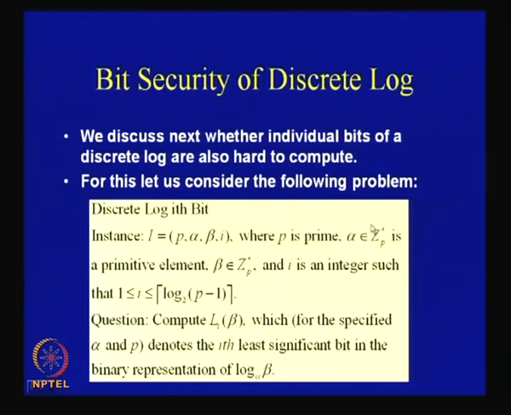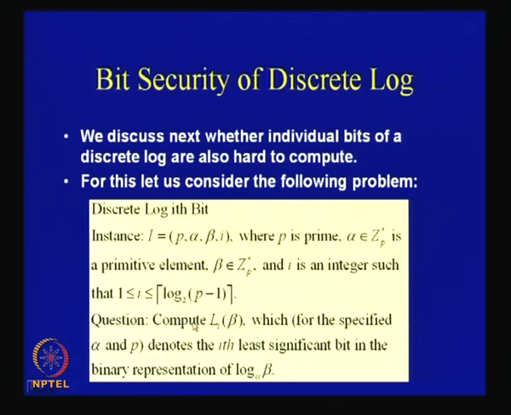We will rather continue with the bit discrete log problem and reflect upon the mathematical problem of the bit security of discrete logs. What we will first discuss is the discrete log ith bit problem. So what is the problem? We are given an instance, like what we have seen previously: a prime number p, alpha, beta and a value of i. Here alpha belongs to Zp star and is a primitive element, beta also belongs to Zp star, and i is an integer which lies between 1 and log base 2 of p minus 1.